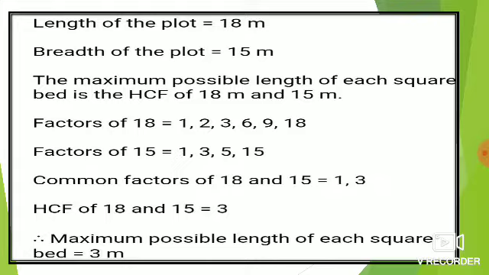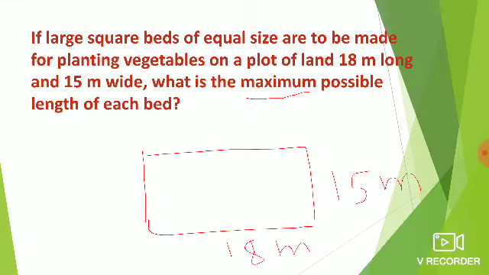meter. So how to find out the HCF, that we have learnt already. Factors of 18, 15 and then the common factors from it, and choose the biggest common factor, that is 3. Therefore maximum possible length of each square bed will be 3 meter. Here length will be the 3 meter.